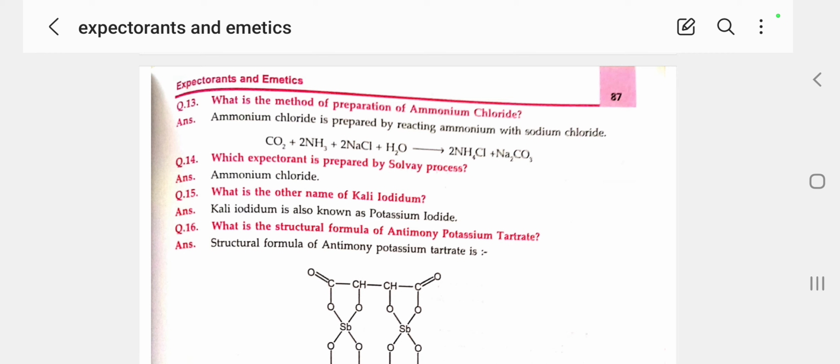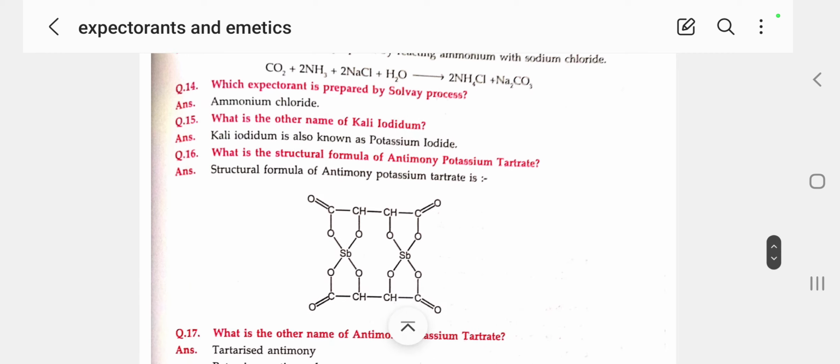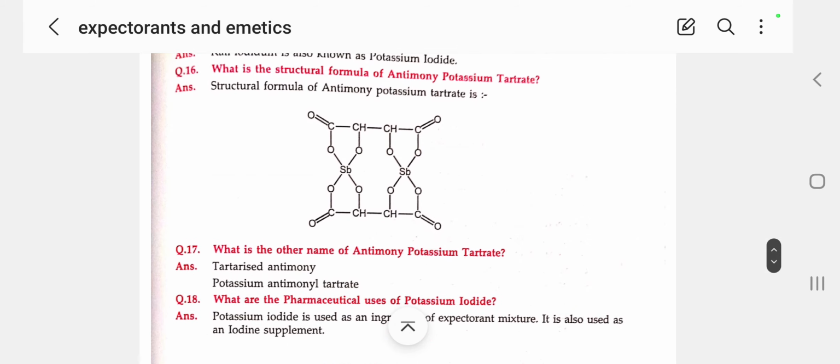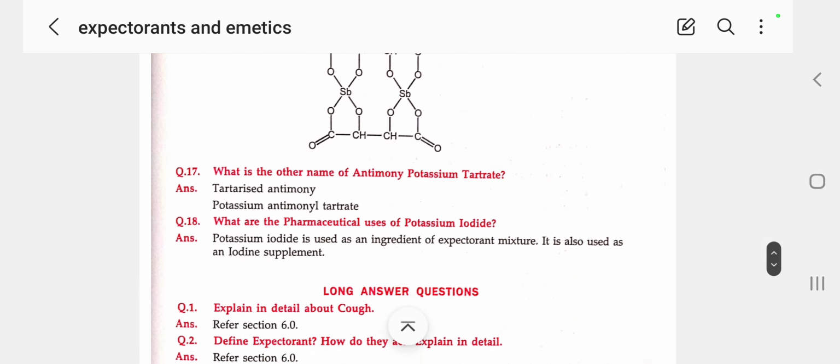What is the structure here? This is an unwanted question, so we are skipping it. Then what are the pharmaceutical uses of potassium iodide? It is used for the treatment of goiter and also in expectorant mixtures.